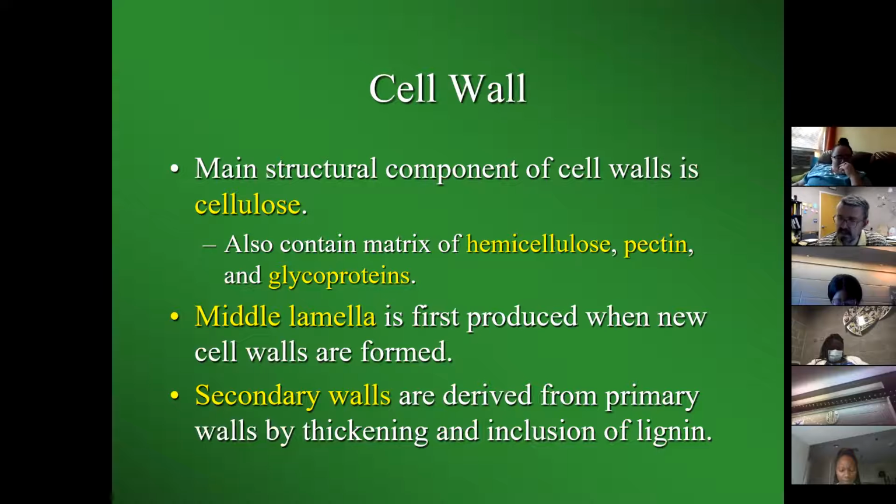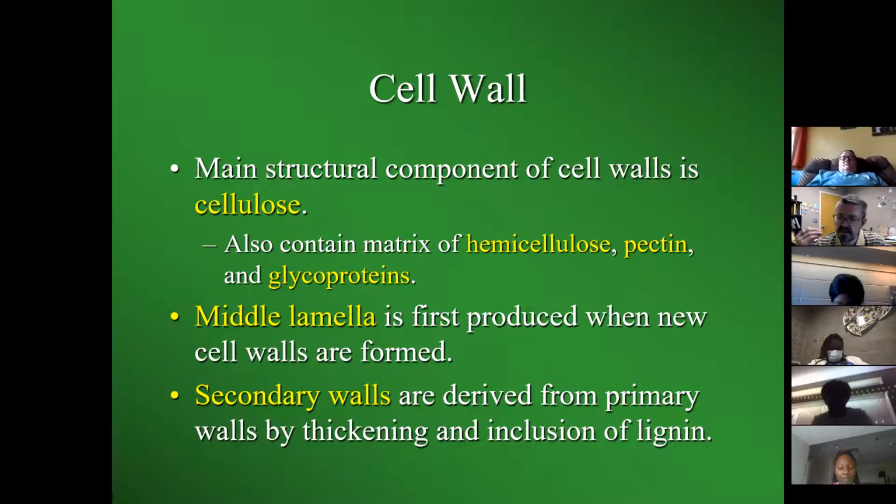The middle lamella is first produced when the new cell walls are formed. So you get that space in between. Secondary cell walls, so there's actually 2 layers of cell walls in some cells in plants. And secondary cell walls are derived from primary walls when you thicken them and you include lignin.